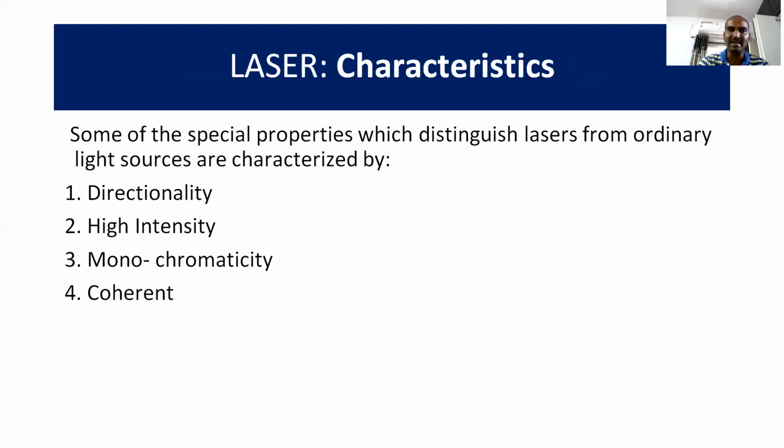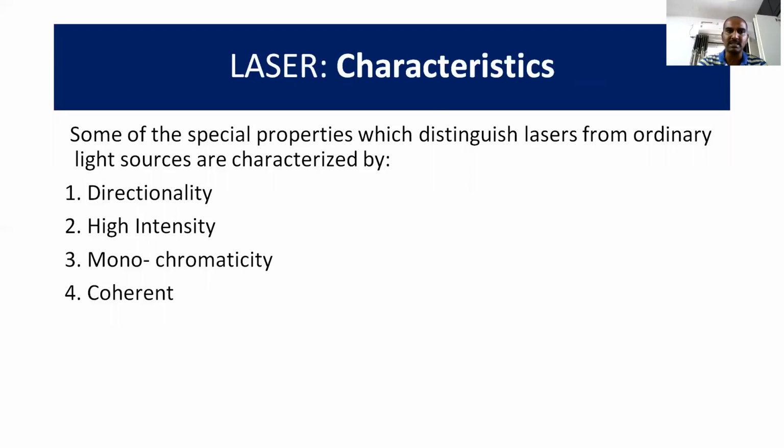Then what are the characteristics of lasers? Out of all the characteristics exhibited by the laser, we identify four as special characteristics. Those four are also called striking features. Those are directionality. Here directionality means unidirectionality. So laser light always travels in only one direction. That's why directionality is also called unidirectionality.